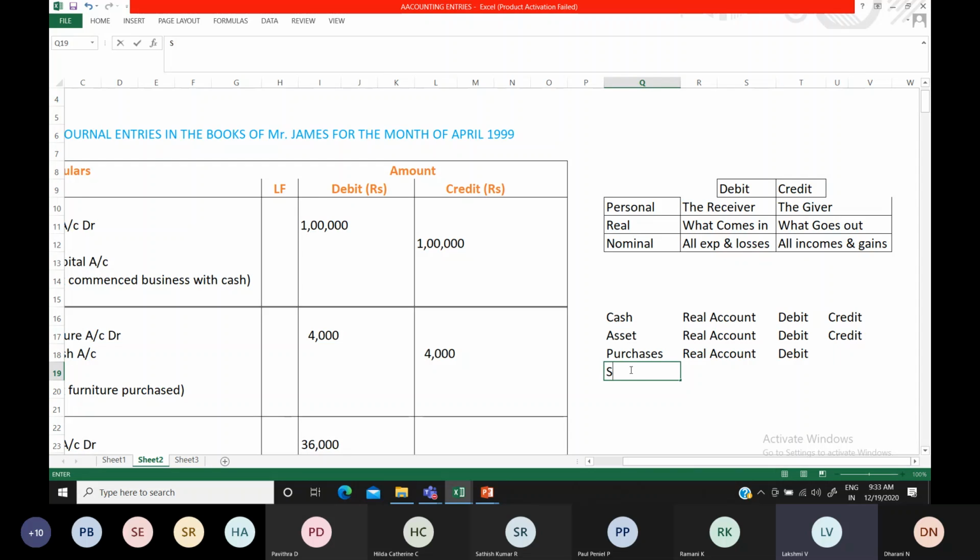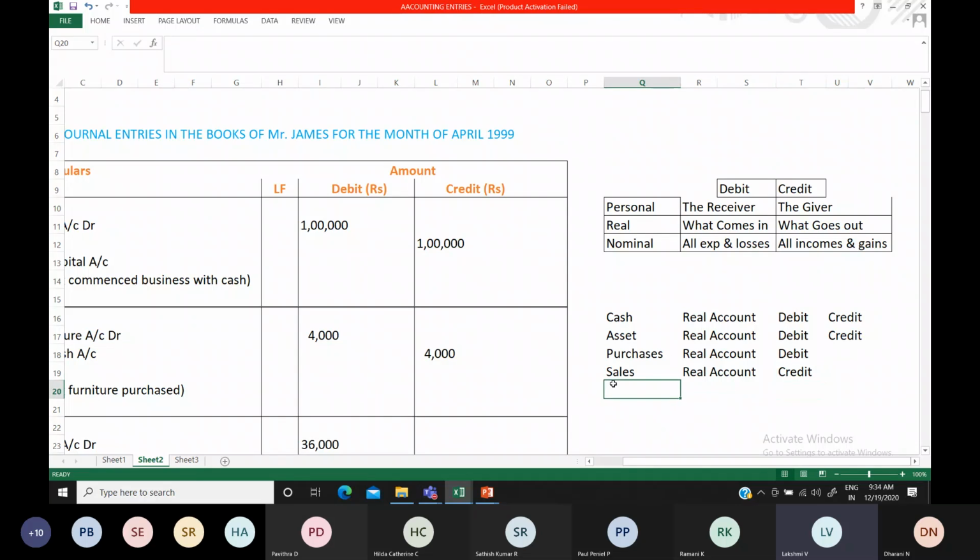And then sales. Sales, you will see, comes under the real account again. Why is it a real account? Because all kinds of goods or assets always come under the real account only. And this sales account I will credit. Why sales credit? Because in the real account rule, credit is what goes out. I am crediting because goods are going out of my business. So sales means credit.